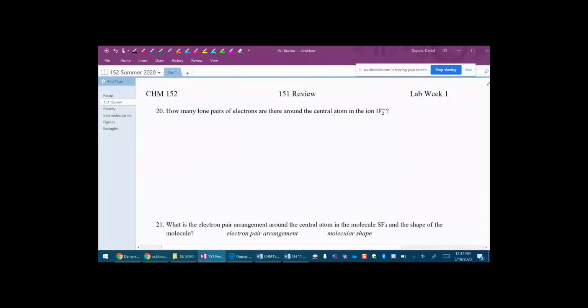So let's do 20. Let's recap. Just draw IF2 minus. So iodine has 7 valence electrons. Fluorine has 7, and there's 2 of them. So that's 20, and then there's the minus 1, so that's another add 1. 21 plus 1, 22 valence electrons.